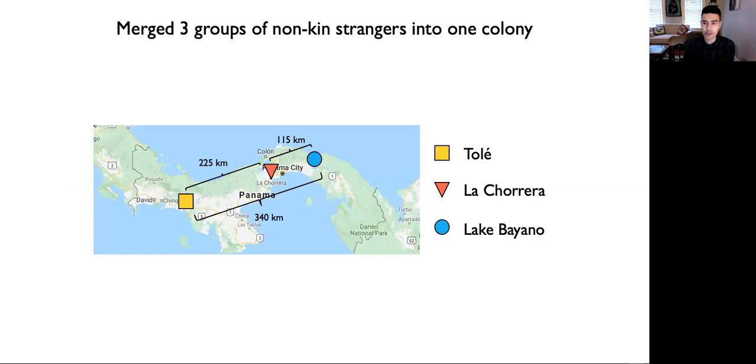So what do we do here? Well, we first captured wild vampire bats across 3 different sites in Panama, so marked here, such that bats between sites were unrelated strangers. After catching these bats, we then released them into an outdoor flight cage at the Gamboa facility of the Smithsonian Tropical Research Institute.